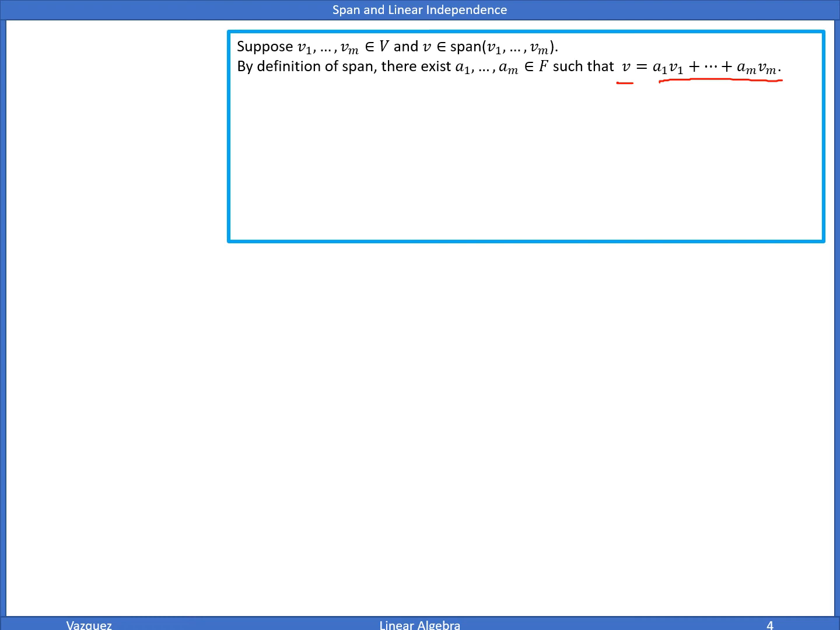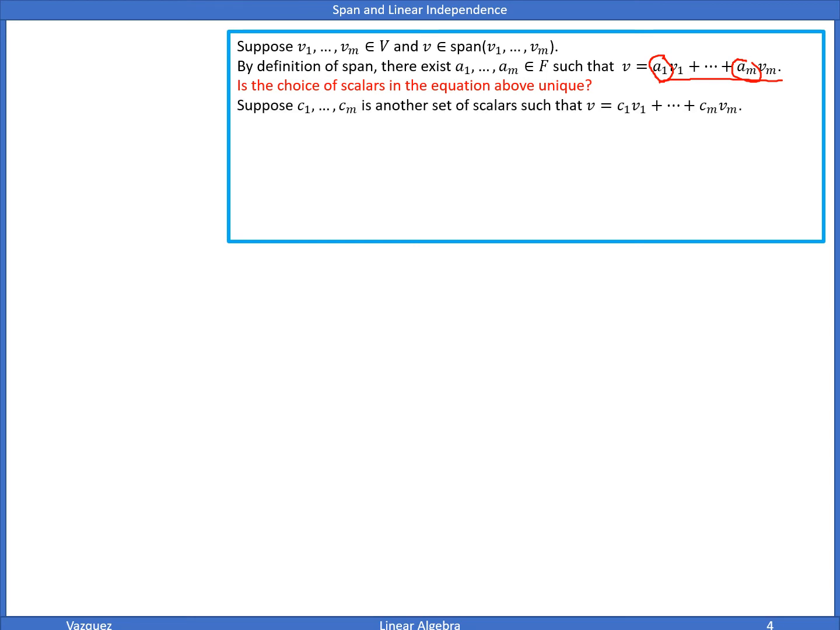Now the question is, are these numbers, a1 all the way to am and everything in between, unique? There you go, there's a question. Are those unique? Well, let's see. Let's suppose c1 to cm is another set of scalars such that we can find another linear combination that also equals v. So we have one linear combination, I'm going to circle in green, that equals v, and the other linear combination that also equals v. Now, are a1 and c1 always equal? Are they never equal? So that's what we're going to look at.